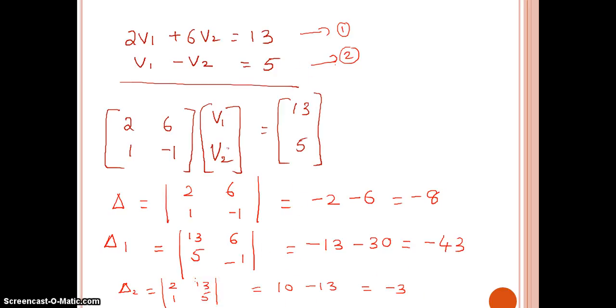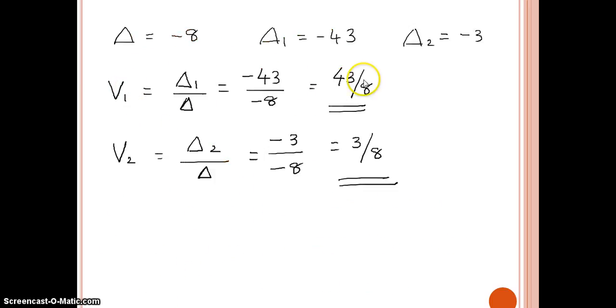So now we can calculate V1 and V2. V1 is delta 1 by delta, minus 43 by minus 8, we will be getting as 43 by 8. V2 is delta 2 by delta, that is minus 3 by minus 8, we will be getting it as 3 by 8.